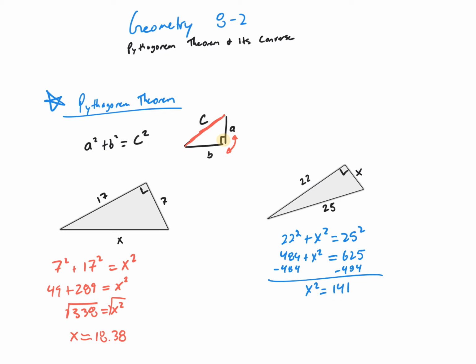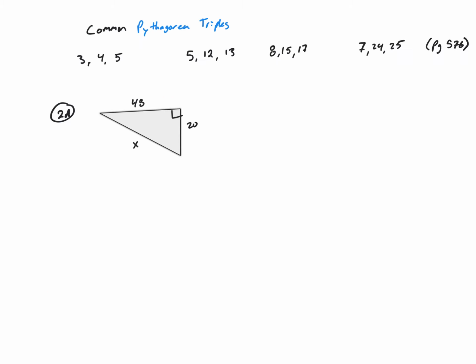Yes, I did that on a calculator. I'm being lazy. It's okay. Take the square root, and I end up with x is approximately equal to 11.87. So those are our two answers just using Pythagorean theorem.